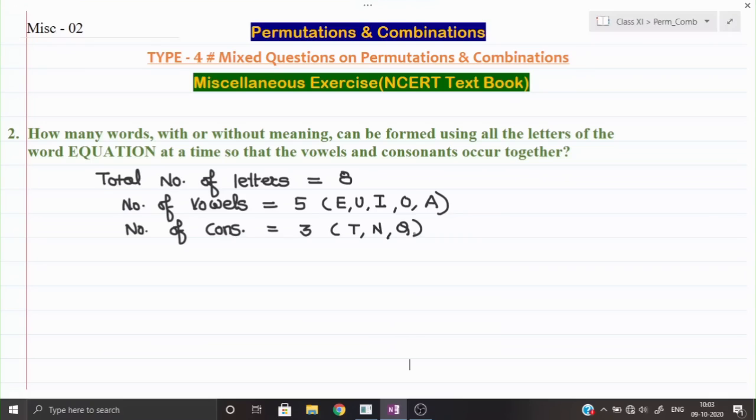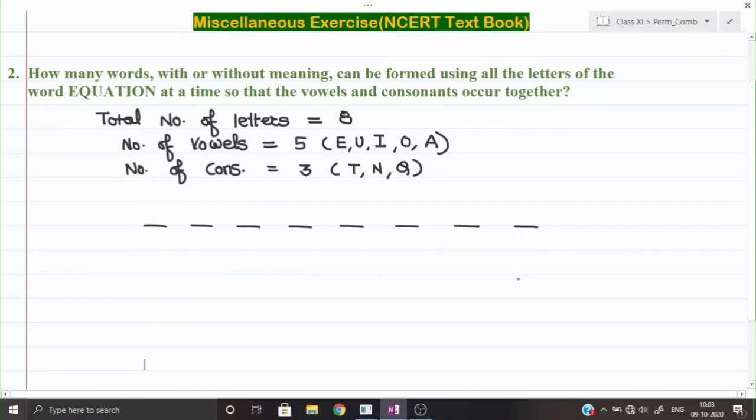Okay, I will show you one way of doing such kind of things. For example, suppose total 8 places are there, 1, 2, 3, 4, 5, 6, 7 and 8. This structure you need not form in the examination, you can leave it, I am just showing you for your convenience. Now what they are saying, vowels and consonants occur together, means vowels form one group and consonants form another group. So I am making one line over here, a partition between vowels and consonants.